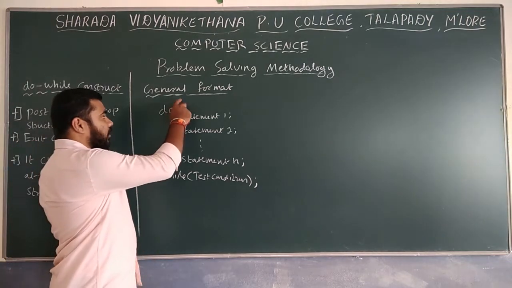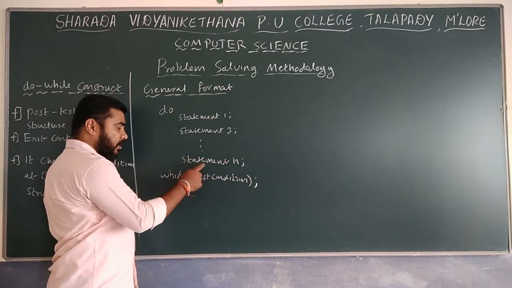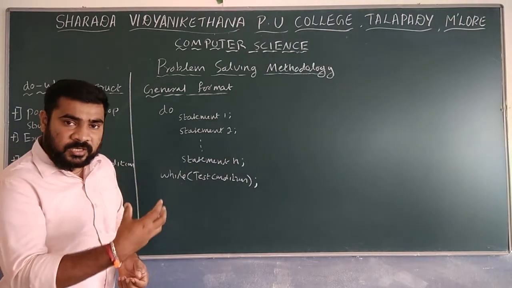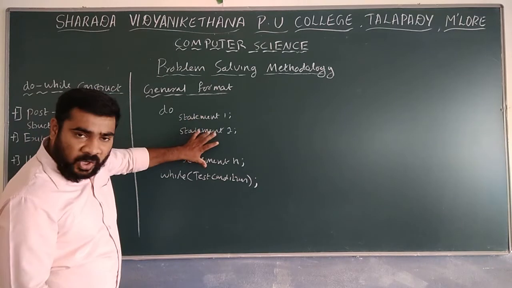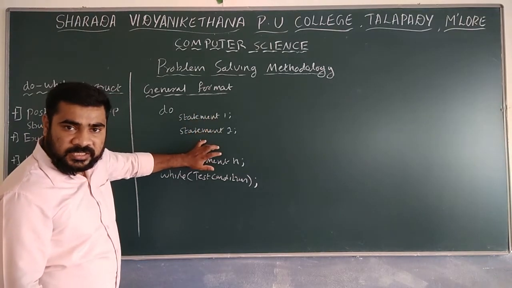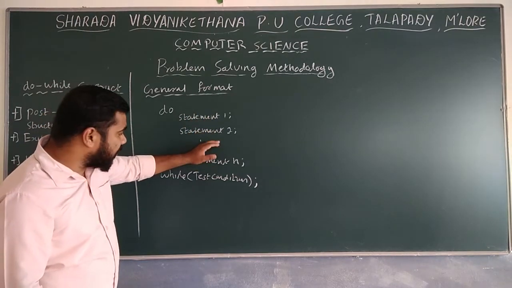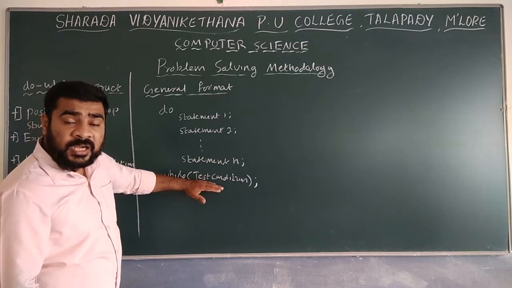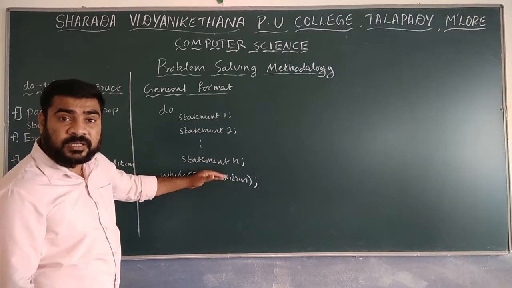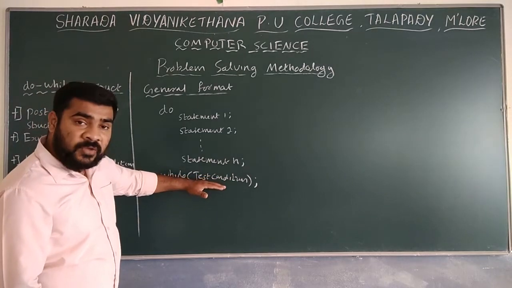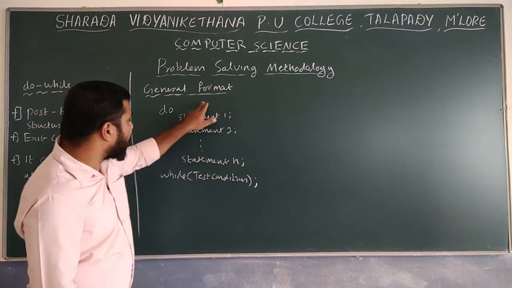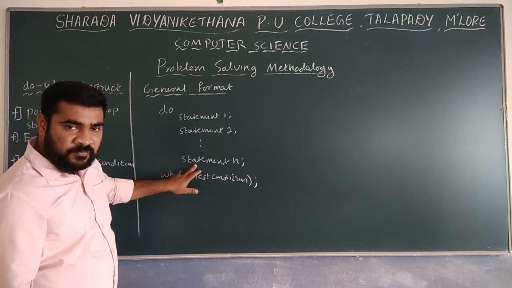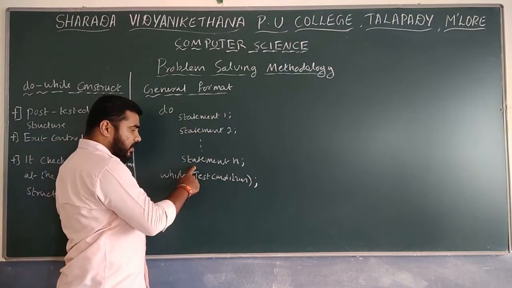First, control executes the statements written inside. After that, control is going to check the condition. All the statements are executed, and after executing them, control checks the test condition. If the condition is true, once again it goes back and executes, starting from do, all the statements.